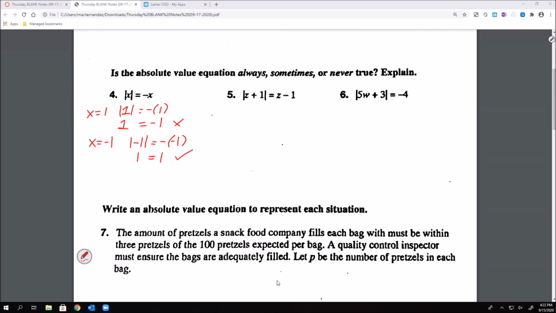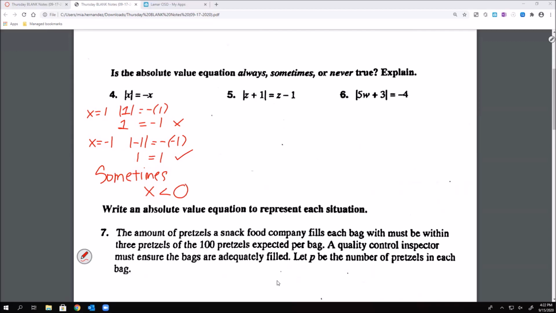And it's sometimes true when x is less than 0. So that's all of my negative numbers. So that's -1 all the way to -infinity. And that's my case where number 4 is true.